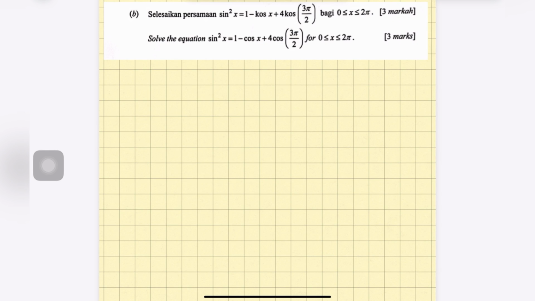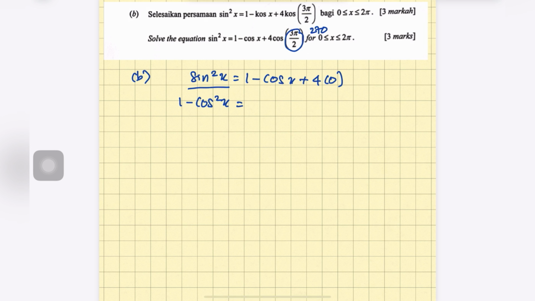B. Solve the equation sin squared x equals to 1 minus cos x plus 4 cos 3 pi over 2. Okay, so then given sin squared x equals to 1 minus cos x, plus 4. Cos 3 pi over 2 is cos 270. Cos 270 is 0. So this one tak uniform, so we can substitute this one by using basic identity. Sin squared x is 1 minus cos squared x equals to 1 minus cos x. 4 times 0 is 0.